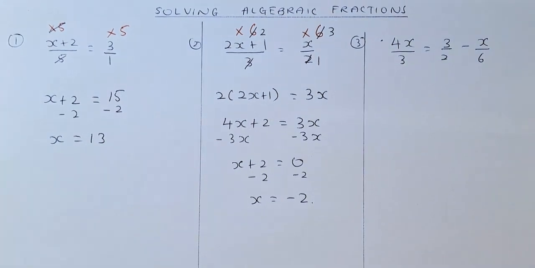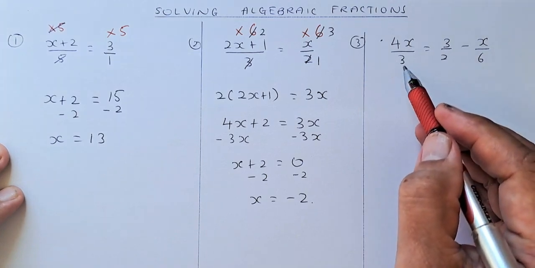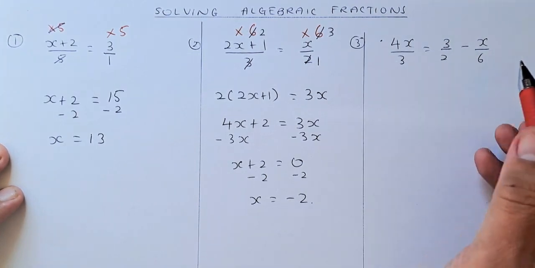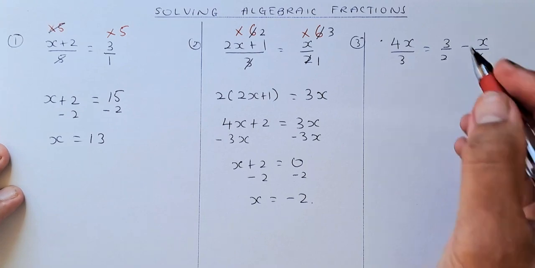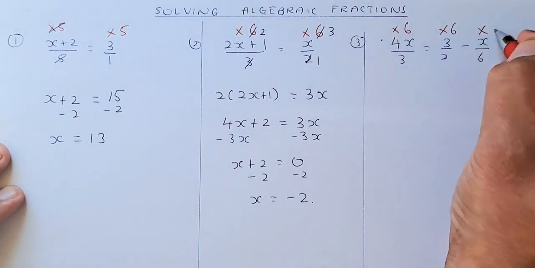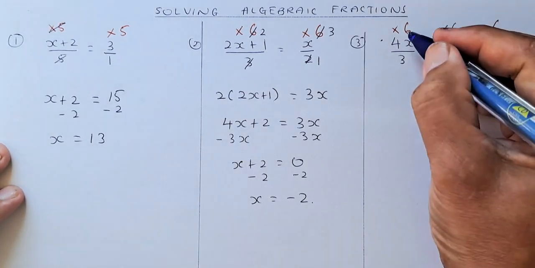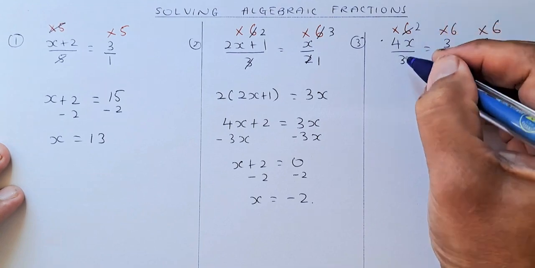The third example looks like that. You have 4x/3 = 3/2 - x/6. So again, your lowest common denominator of 3, 2, and 6 is going to be 6. So what you're going to do, you're going to multiply by 6 in every term. When you multiply by 6 in the first term, 6 divided by 3 is going to be 2 over 1.